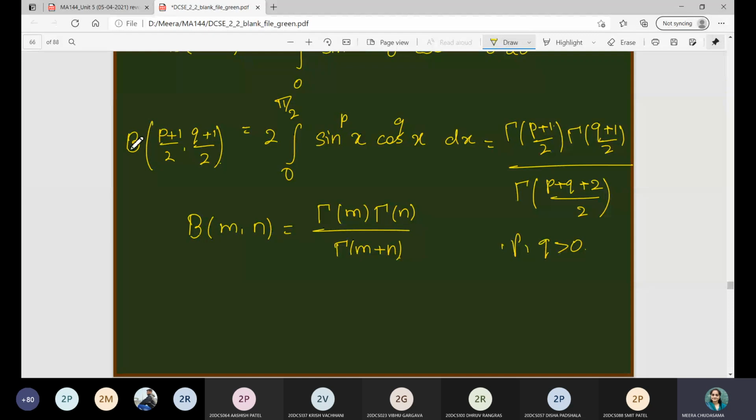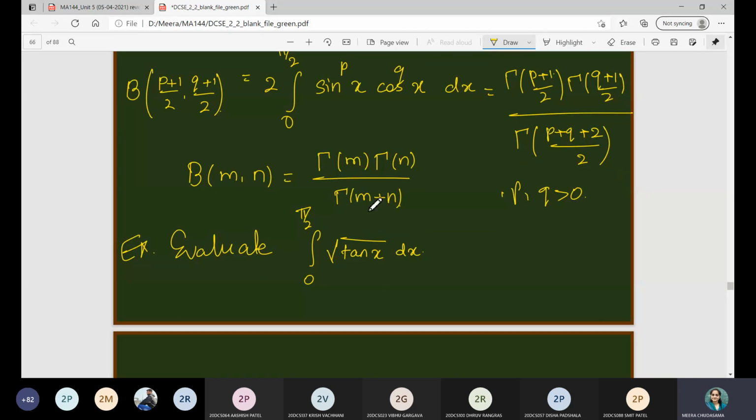So let us start now with the examples. The first example I will take: evaluate the integral from 0 to pi by 2 of square root of 10x dx, right? With the calculus and integration you have studied so far, you cannot solve this integral without using the beta function. So that is the application of the beta function.